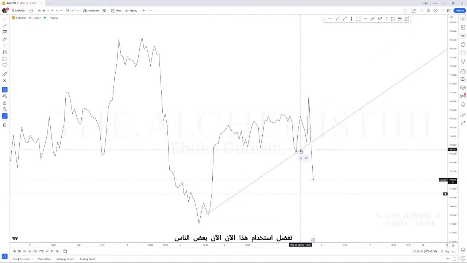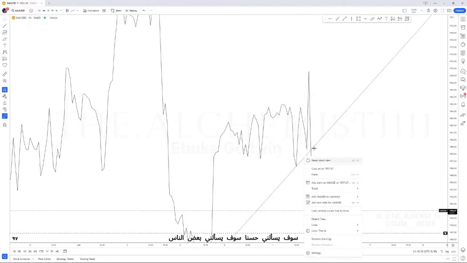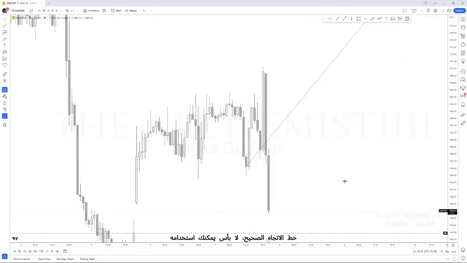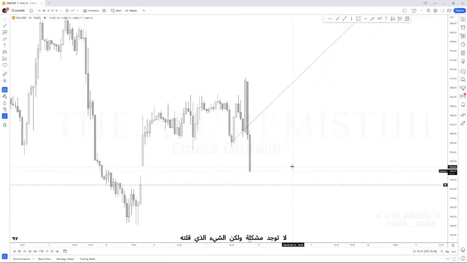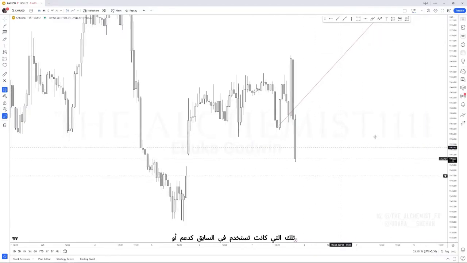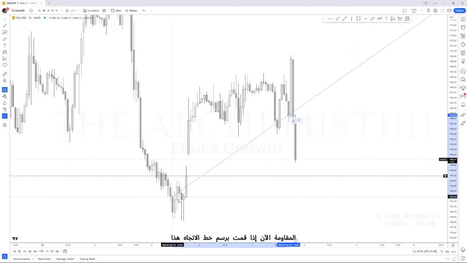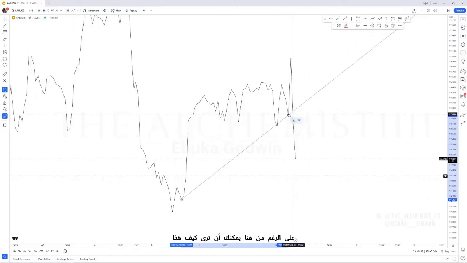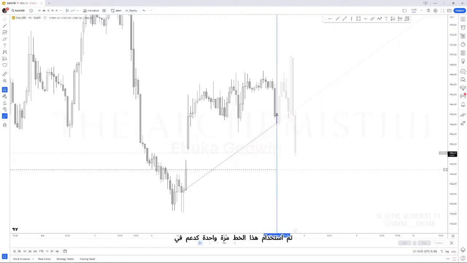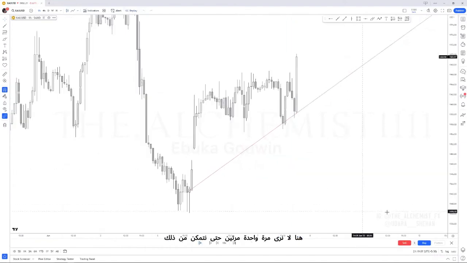Why do I prefer using this now? Some people will ask me, why not use this break and retest trend line? That's okay. You can use that, no problem. But I told you, right? The best trend lines are the best killers, whatever it is. They are the ones that were once used as a support or resistance. Now, if I draw this trend line from here, can you see how this trend line was once used as a support in here? See that? Not once, twice.